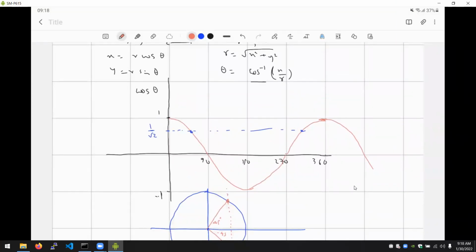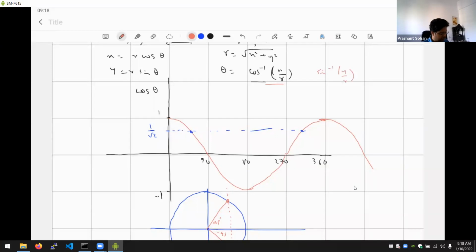Basically, it should also be sine inverse of y by r. So the definition you are trying to say is: you first find cos inverse x by r and then sine inverse y by r, and both of them will have two values, which will be separated by like 180 degrees or whatever. So then, which of the values of theta conform to both of them? That is the value you will use. Something like that. Yes. Sir, tan inverse of y by x.